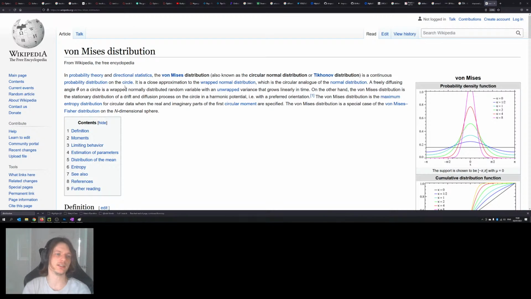In probability theory and directional statistics, the von Mises distribution, also known as the circular normal distribution or Tikhonov distribution, is a continuous probability distribution on the circle. It is a close approximation to the wrapped normal distribution, which is the circular analogue of the normal distribution. A freely diffusing angle theta on a circle is a wrapped normally distributed random variable with an unwrapped variance that grows linearly over time. Okay, I see.